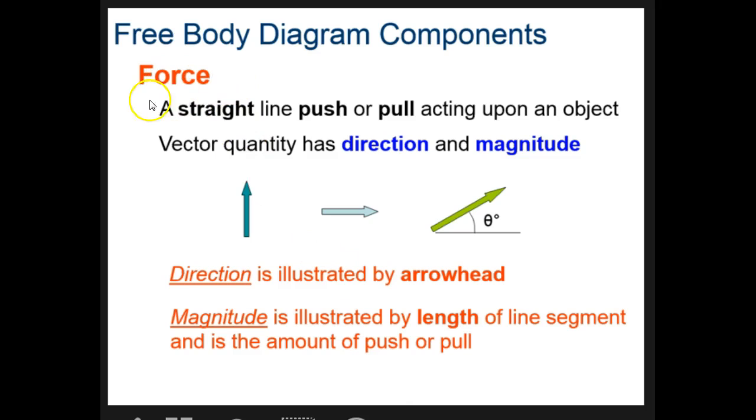A force is a straight line push or pull, and we already talked about the types. And it does have direction and magnitude. Remember, we had a column on the types of forces that talked about what direction each of those typical forces goes. We represent the direction with an arrowhead on it. And then the magnitude is shown by the length of the line. So something that's 10 pounds is twice as long as something that's 5 pounds.